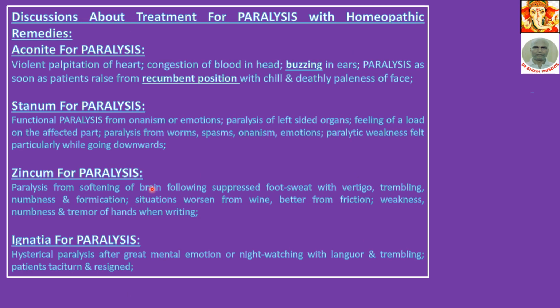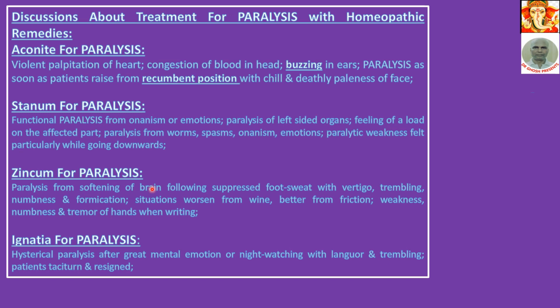Discussions about treatment for paralysis with homeopathic remedies. Aconite for paralysis. Violent palpitation of the heart. Congestion of blood in the head. Buzzing in ears. Paralysis as soon as the patient rises from a recumbent position, with chill and deathly paleness of face.